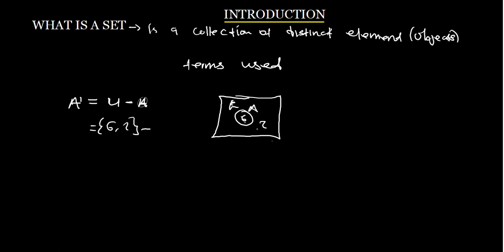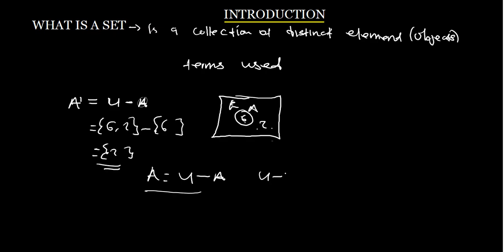We had 6 and 2 in the universal. Now we are subtracting 6. What are you going to remain with? We are going to remain with 2. So A complement, which we know is 2, is the same as this expression here. A complement can be expressed as universal minus A. So if I give you universal minus a set, let's say B, you should just write B complement like that.